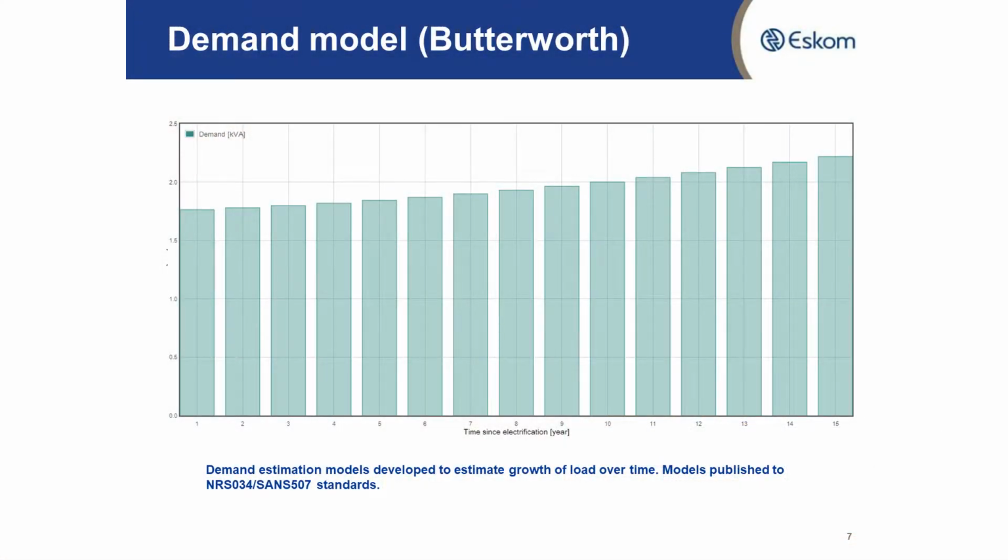This is a demand estimation, which is actually on the SANS 507 NRS 034, and it's for Butterworth, where you can see your load growth over the years. And this pattern we didn't really know at the start. We were just guessing what the pattern would be.